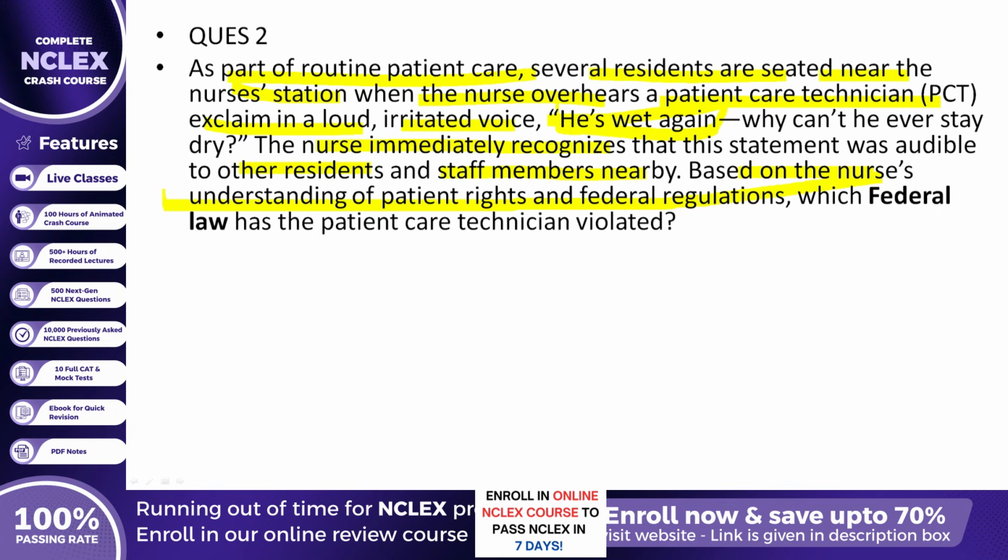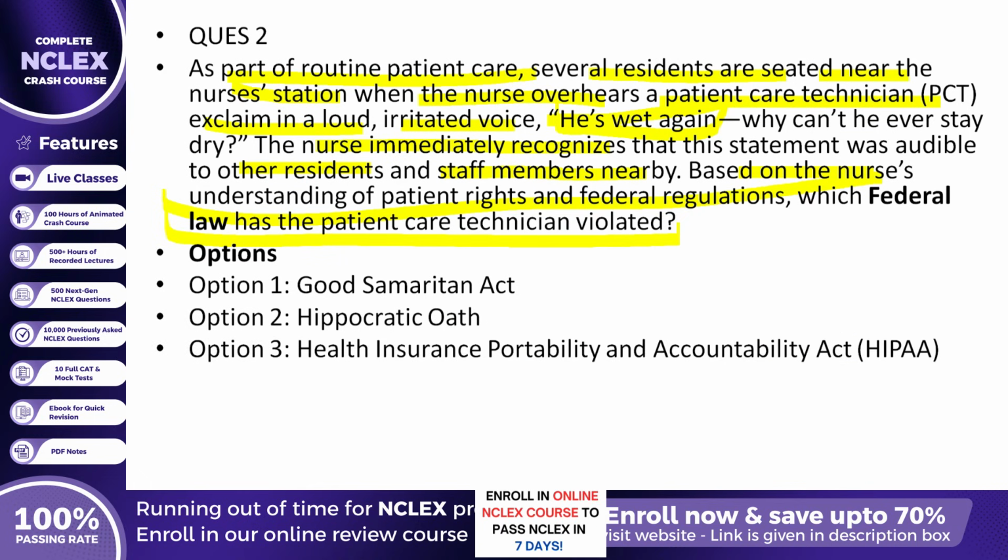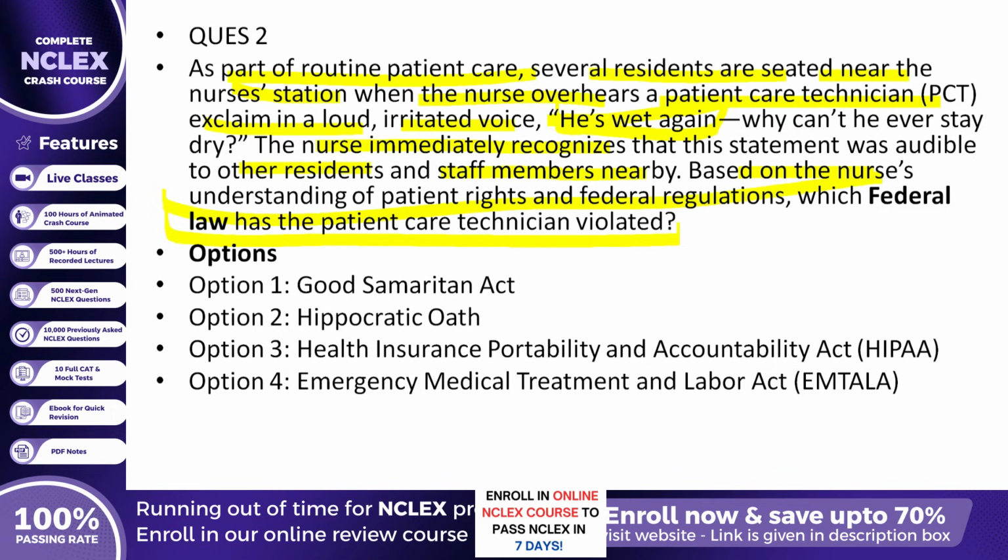Based on the nurse's understanding of patient rights and federal regulations, which federal law has the patient care technician violated? Here are the options to carefully consider. Option 1, Good Samaritan Act. Option 2, Hippocratic Oath. Option 3, Health Insurance Portability and Accountability Act, also known as HIPAA. Option 4, Emergency Medical Treatment and Labor Act, abbreviated as EMTALA. Correct answer, Option 3, Health Insurance Portability and Accountability Act, HIPAA.